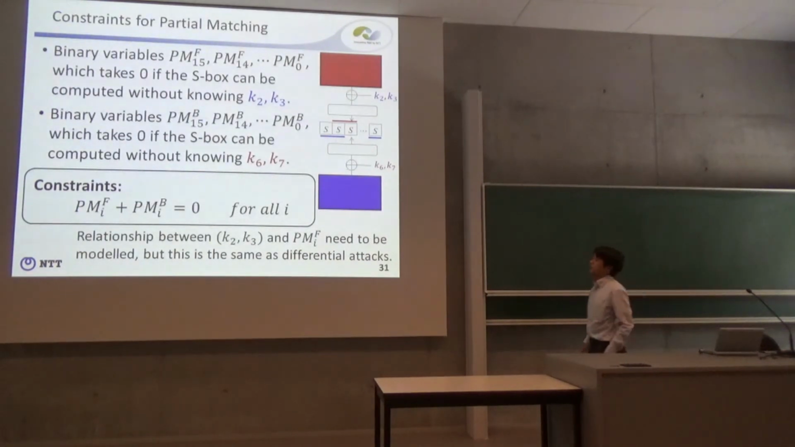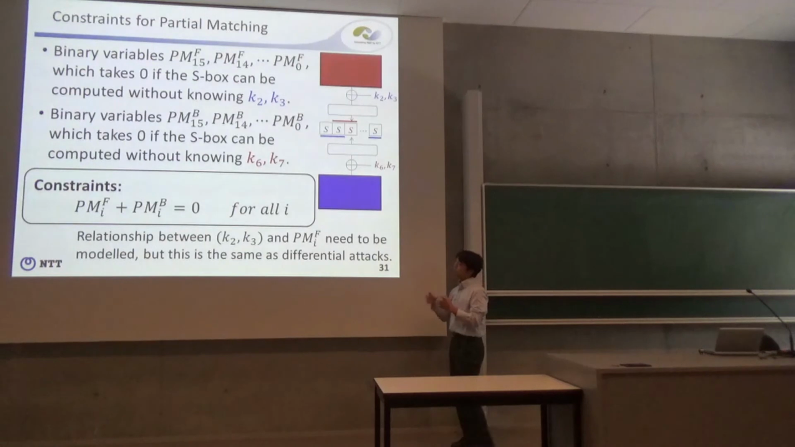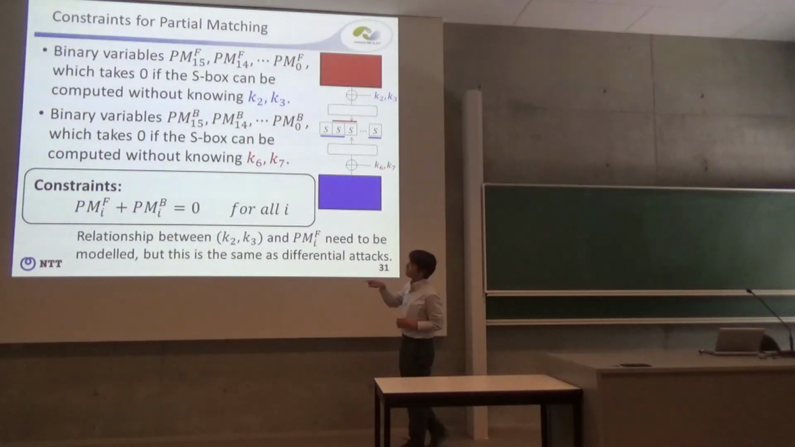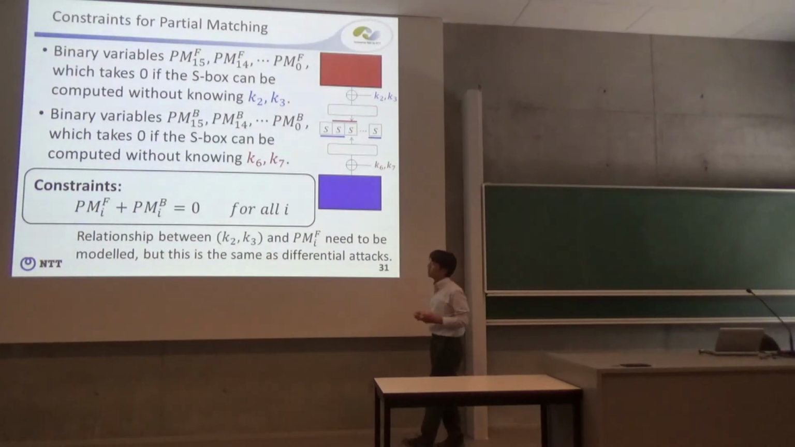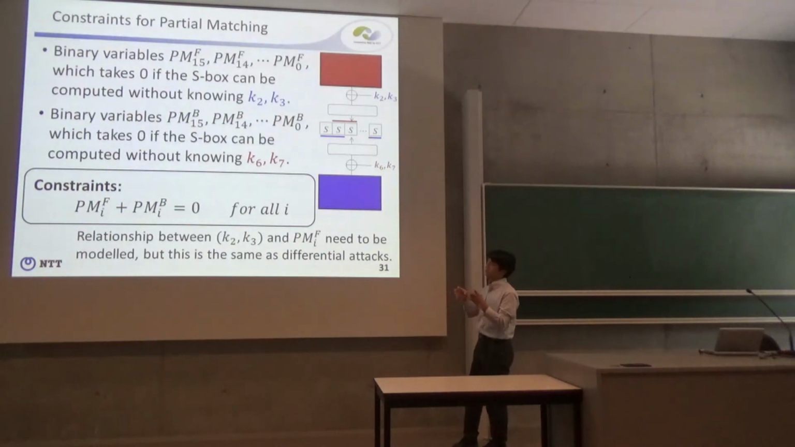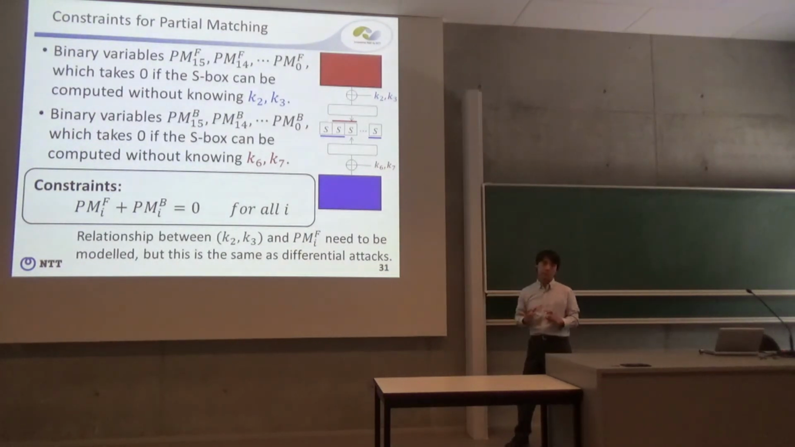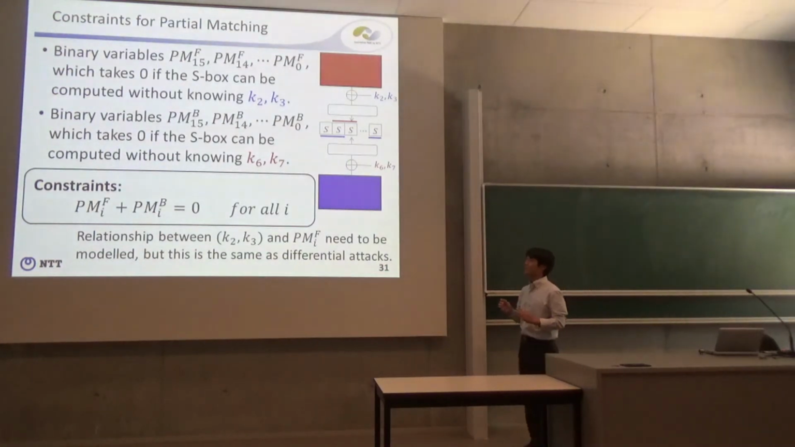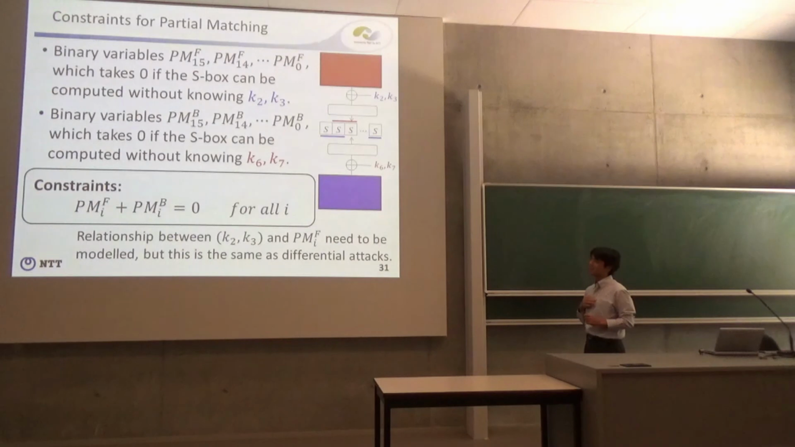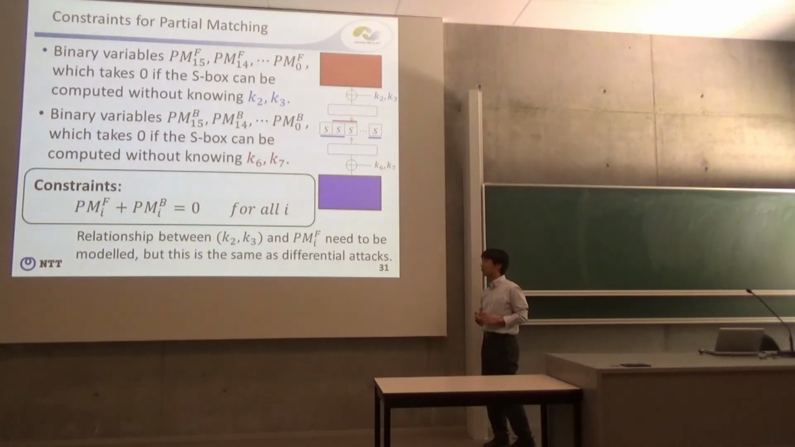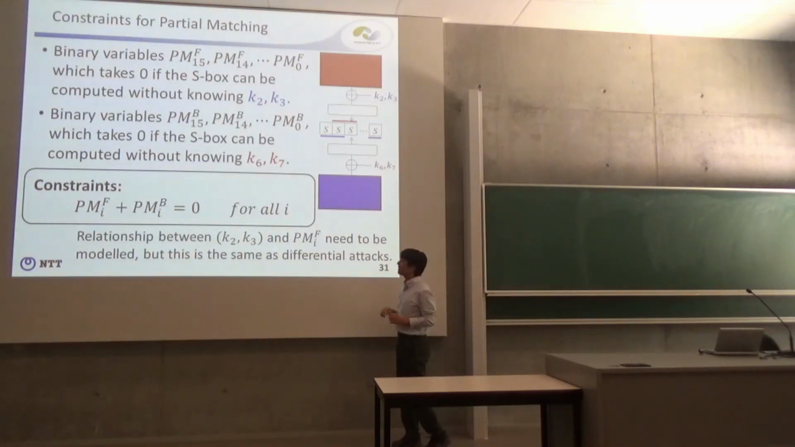Okay, so then the constraint is easy. This time we want to know some values from both directions, and the value 0 means we know the value. So the constraint is we know the value from both. That means the partial match from the forward and the partial match from the backward, the sum of those is 0 for some S box. Having just one S box that can be matched is enough. So equal to 0 doesn't have to be satisfied for all i. This should be for some i.